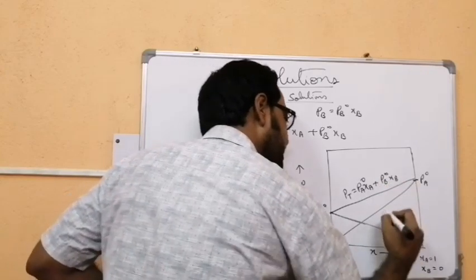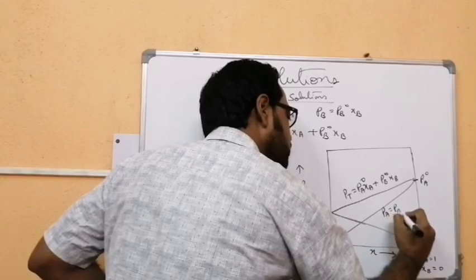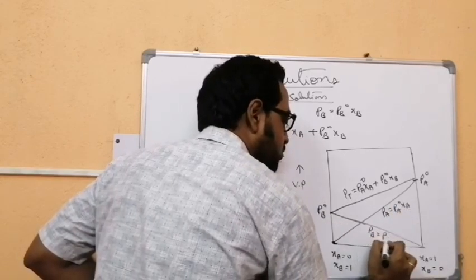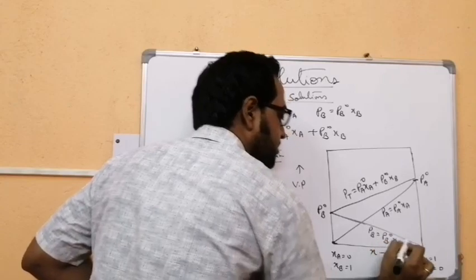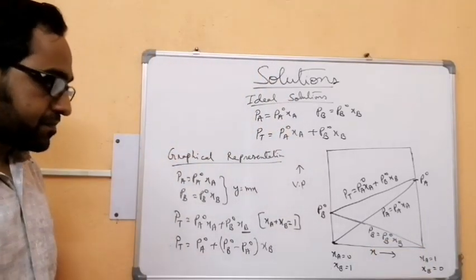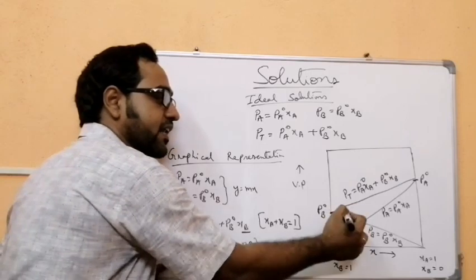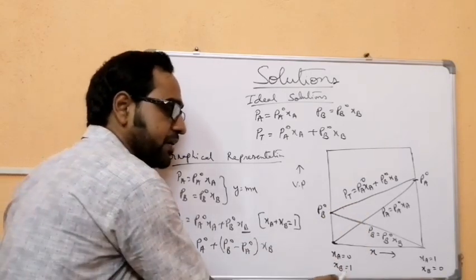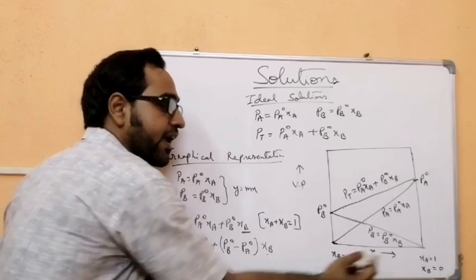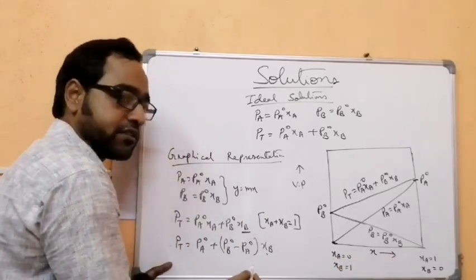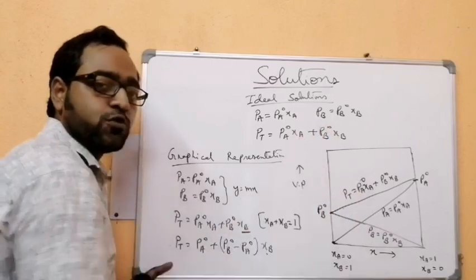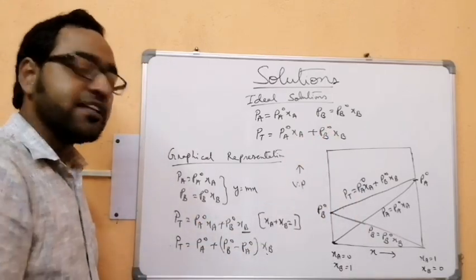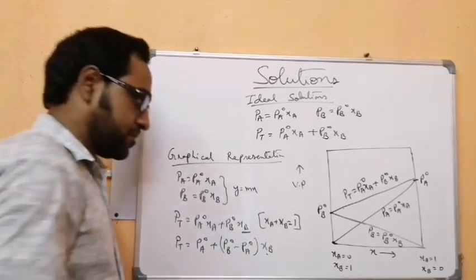This line is PA equal to PA naught XA. This line is PB is equal to PB naught XB. Okay. Now how are you getting this line? Just simply put XA equal to 0, XB equal to 1, and XA equal to 1, XB equal to 0 in this equation, you will get 2 points and connect the 2 points, you will get the straight line. Okay. Next, we will move on to the molecular level interaction in case of ideal solution.